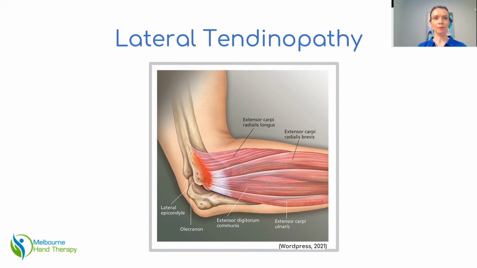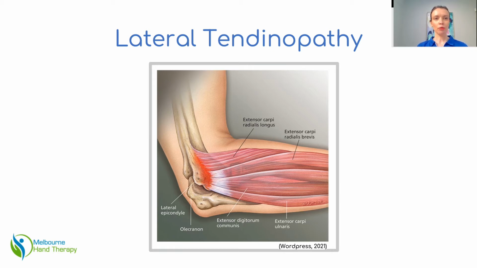common extensor tendon. Superiorly on the image, you have ECRL, which primarily attaches to the humerus via the lateral supracondylar ridge of the humerus. Next is the ECRB, attaching via the common extensor origin, the EDC, and finally the ECU.